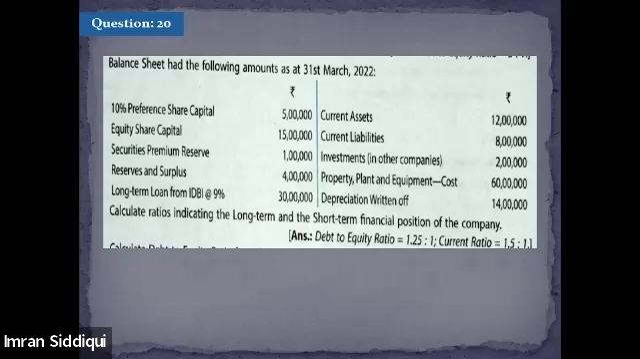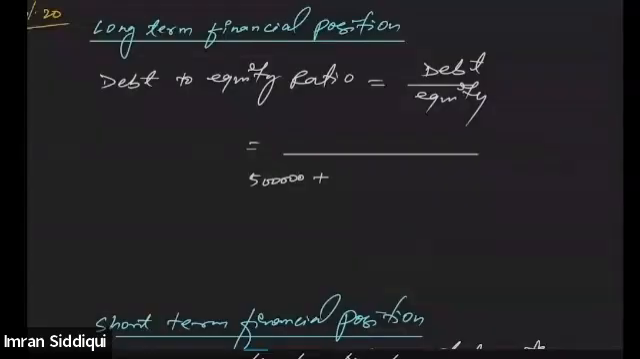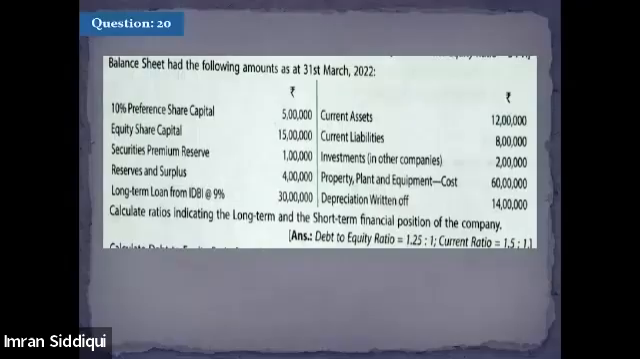Okay. Then equity share capital is 15 lakh. Then security premium reserve. Again, reserves falls under which category? It falls under the reserve and surplus.